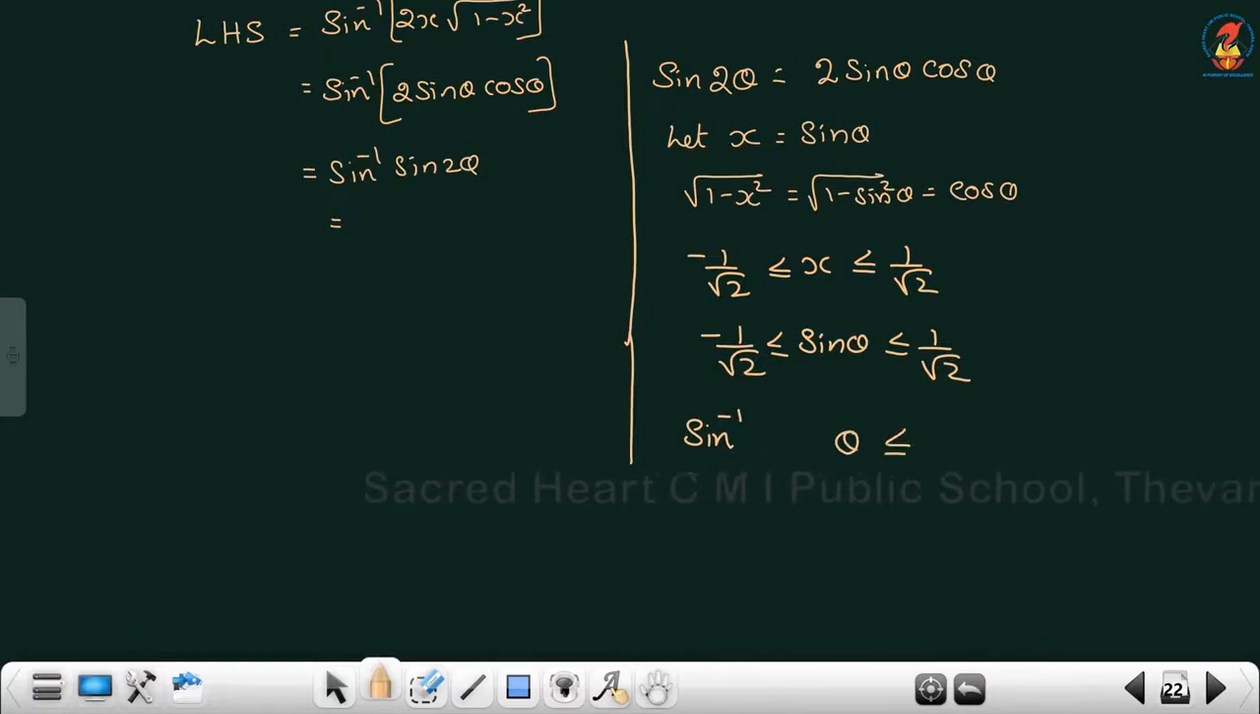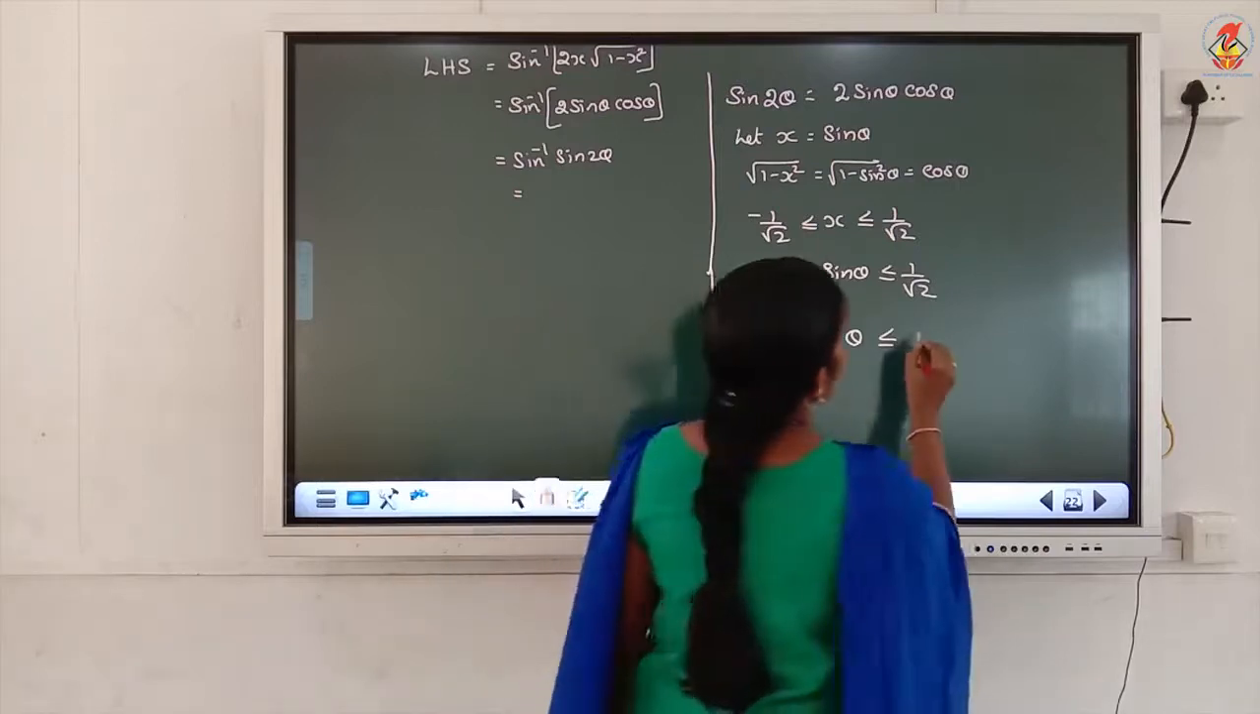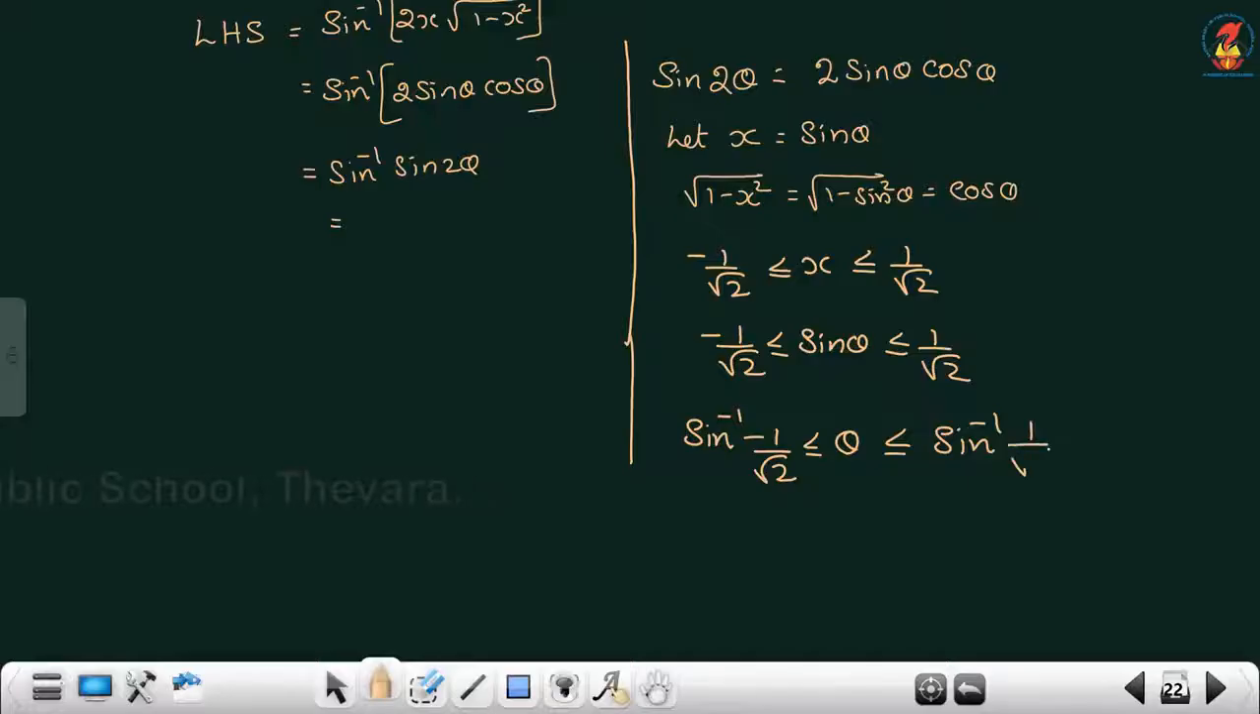Here just write sine inverse 1 by root 2. Here instead of sine theta, I put just theta. So we have to apply sine inverse. So sine inverse of 1 by root 2. Then what is sine inverse of minus 1 by root 2? That is minus pi by 4.